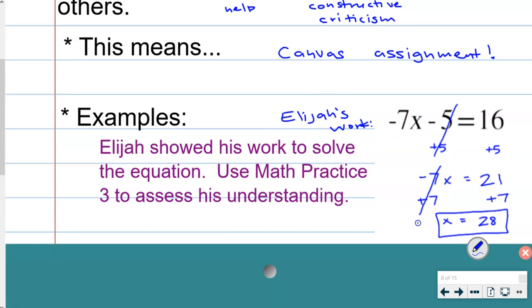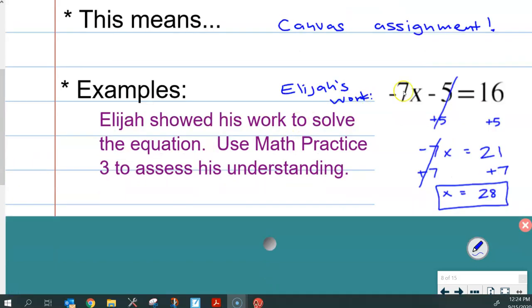Yes, Xander, you have a question? Okay. So again, this is Elijah's work. We're going to look at his work and use Math Practice 3 to assess the understanding.